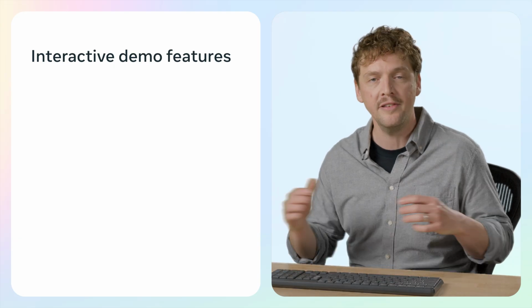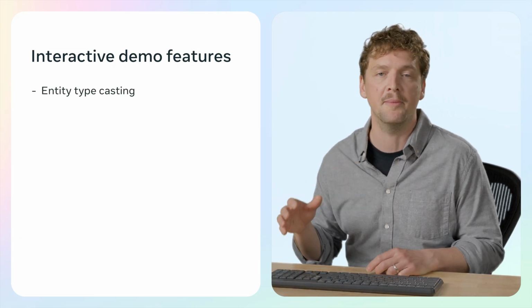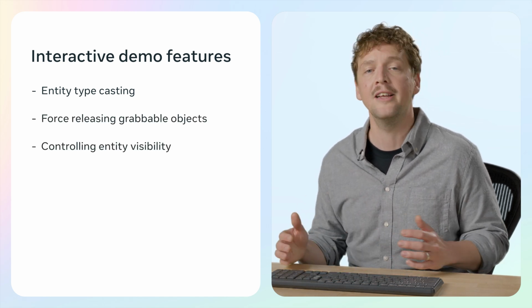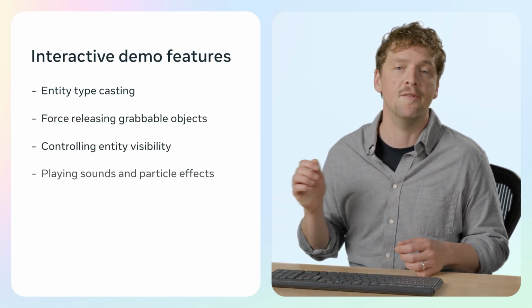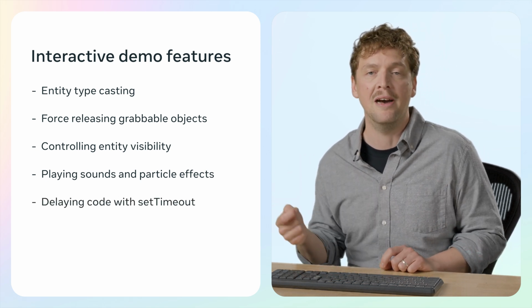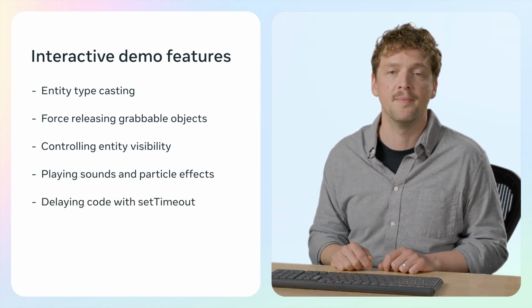Now let's put theory into practice by creating a simple interactive script from scratch. Let's make a balloon that pops when a player grabs it, and after 3 seconds, we'll reset that balloon so that we can pop it again. So in this example, we're going to cover entity typecasting, force releasing grabbable entities, modifying the visibility of an entity, playing effects like sounds and particles, using the set timeout to delay code execution.